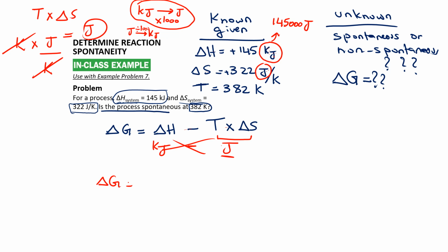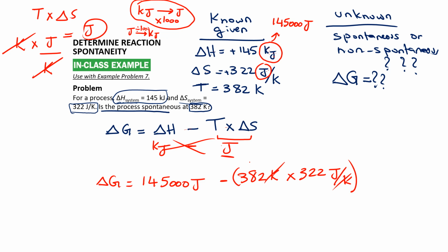So delta G equals 145,000 joule minus, what's the temperature? 382 Kelvin times 322 joules per Kelvin. So the Kelvin will go with the Kelvin, and now I have the joules. Now you just multiply and check your answer. So it's equal to 145,000.